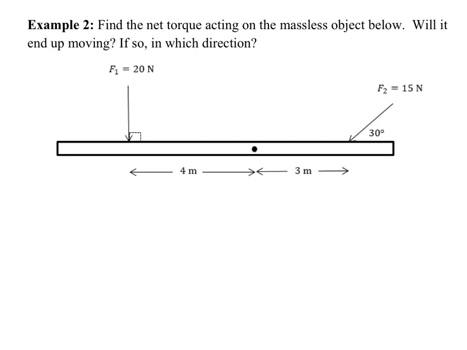So to do that, if we want to find the net torque, we could simply say tau net equals the sum of the taus. We have 2 of them here, so tau 1 plus tau 2. Now we have to start looking at this. Look at force 1 first. This force is acting down, but on the left side of the fulcrum, so it causes it to rotate this way, which is counterclockwise.